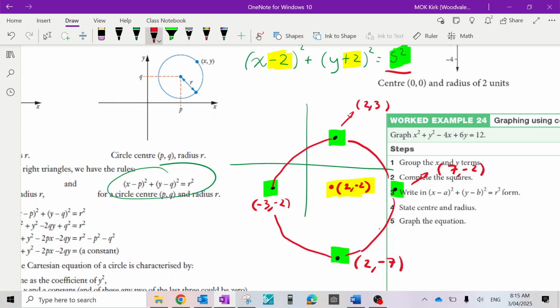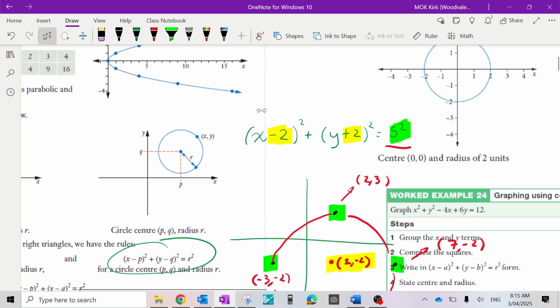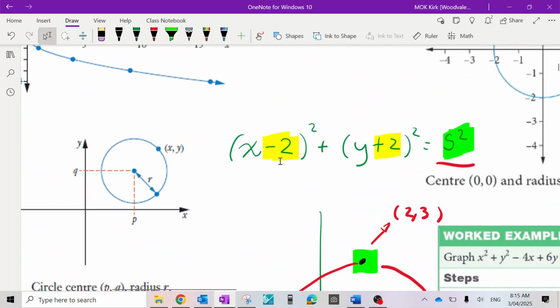Questions about drawing a circle or drawing a relation? No. So what I do want to point out here is that these numbers highlighted in yellow can be any value, and that's just going to manipulate where your center point is.